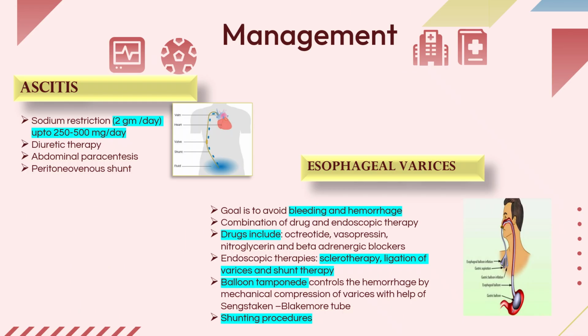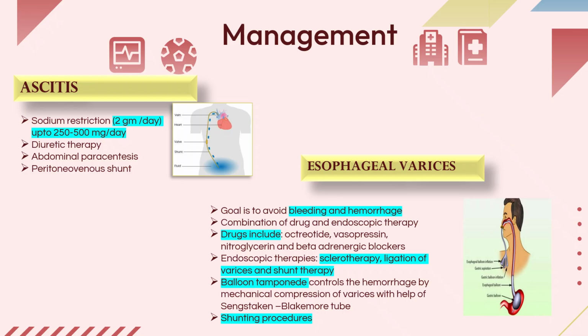Now we focus on the management. We always remember we are trying to manage the disease. Because the patient will present to you with the complications, we will first try to manage the complication. That's how we come to the management of the disease itself. For example, ascites. Our aim is to prevent further damage to the liver and restore portal hypertension. So ascites we will try to manage by sodium restriction of 2 gram per day, and in severe cases 250 to 500 mg per day.